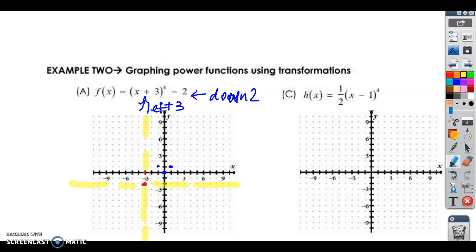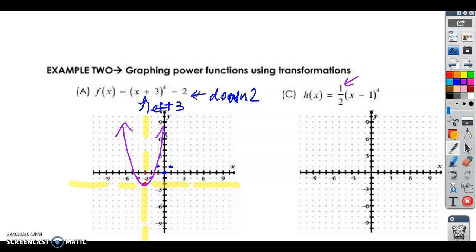In my head, I draw my new x-axis and my new y-axis because that's my new starting point, 0, 0. From there, I just go over 1, up 1, and left 1, up 1, and plot my 1, 1, and negative 1, 1 from that original point. And then just draw your graph. Done.